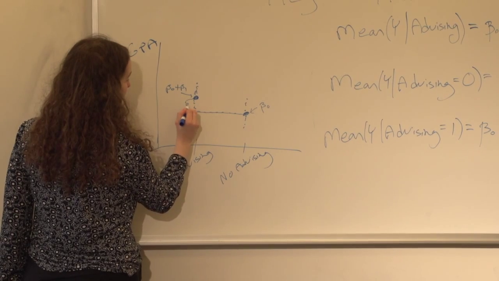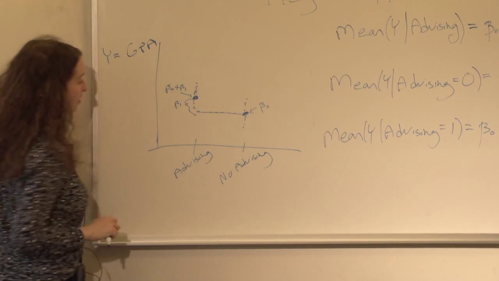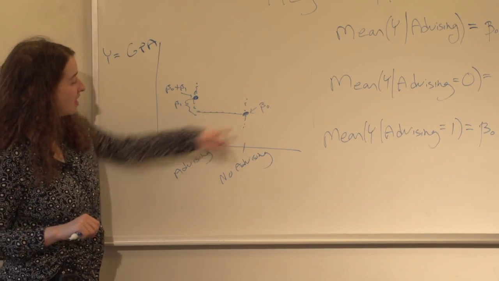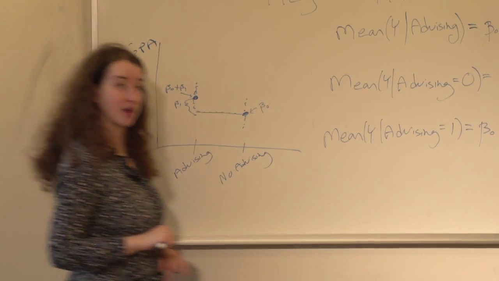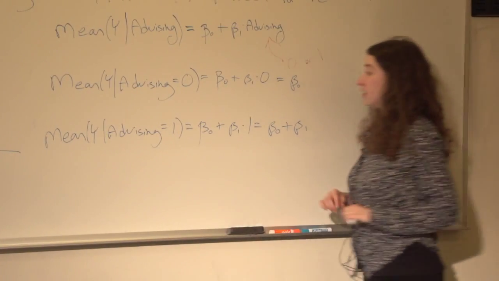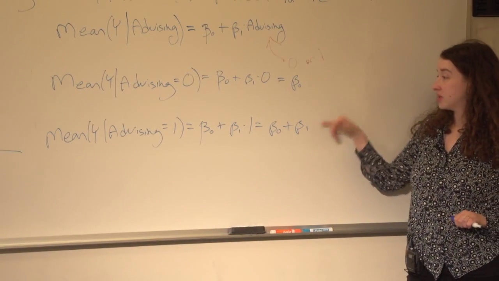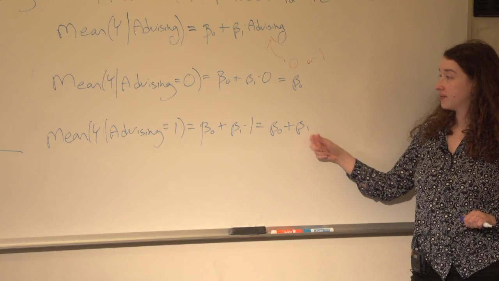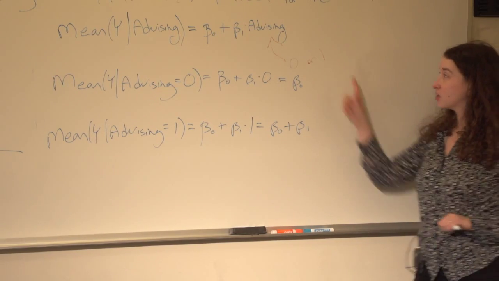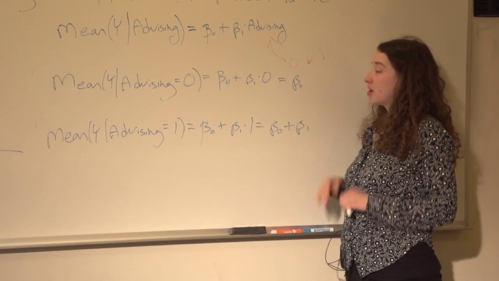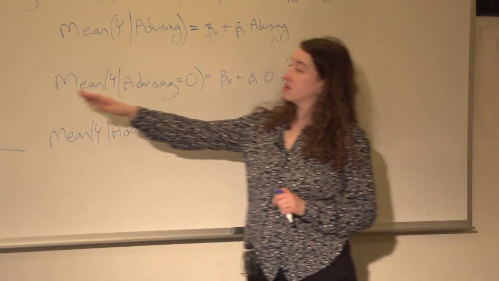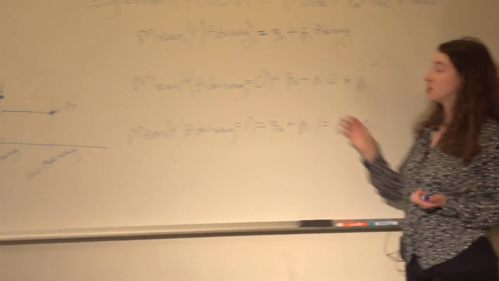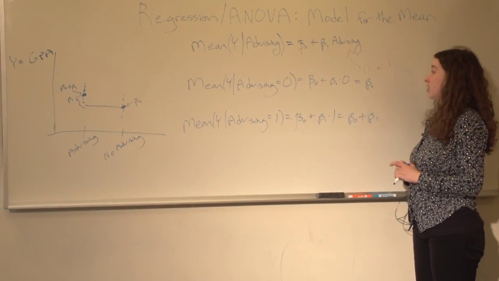which tells us that this vertical distance here is equal to beta 1. Beta 1 is the difference between the mean GPA among those who got advising and the mean GPA among those who did not get advising. If you don't have advising versus if you do, our prediction of your GPA changes by beta 1. So this is a regression equation, but all it's doing is coming up with other ways to express the means in each of these groups using these particular parameters.